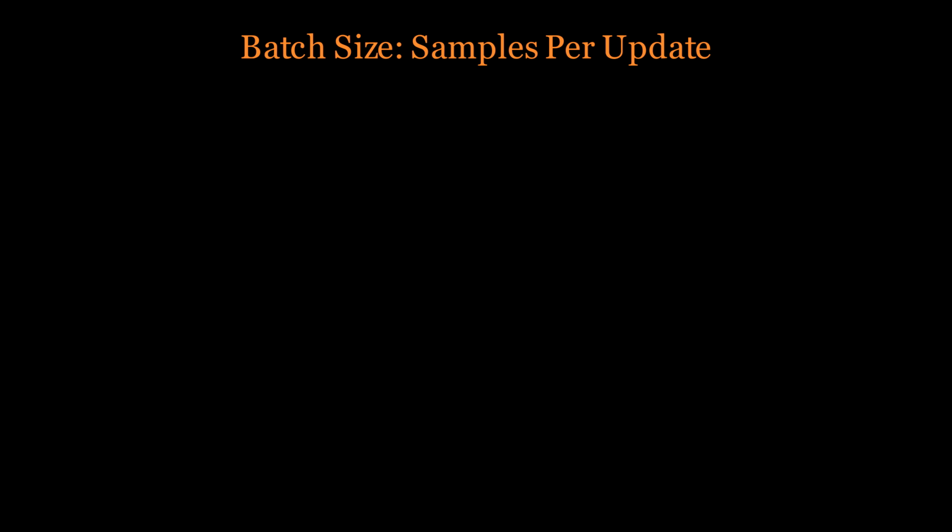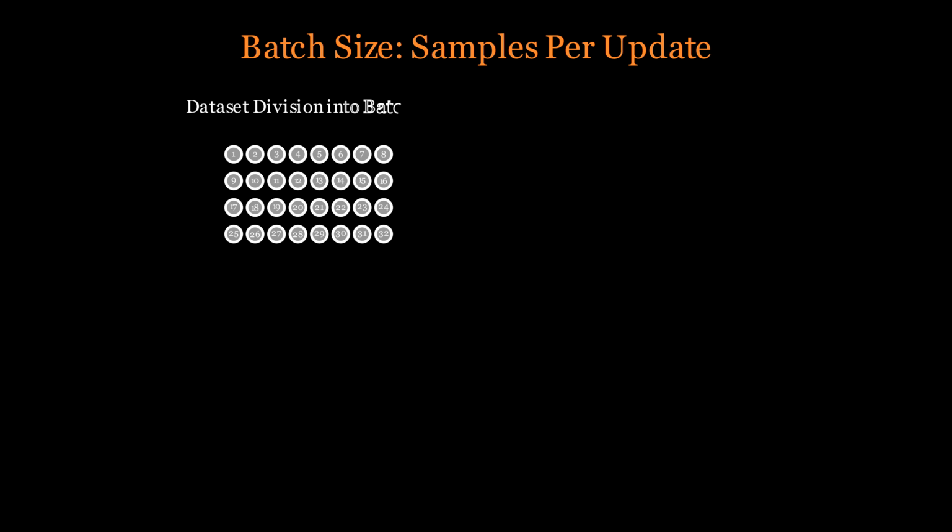Batch size determines how many training samples are processed before the model updates its parameters. Instead of updating after every single sample, we group samples into batches for more efficient and stable training. This is both computationally efficient and often leads to better convergence.